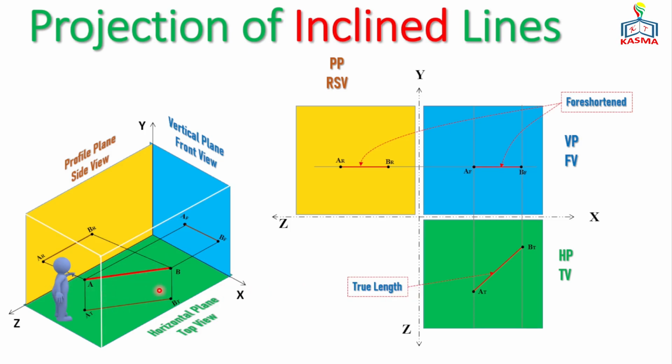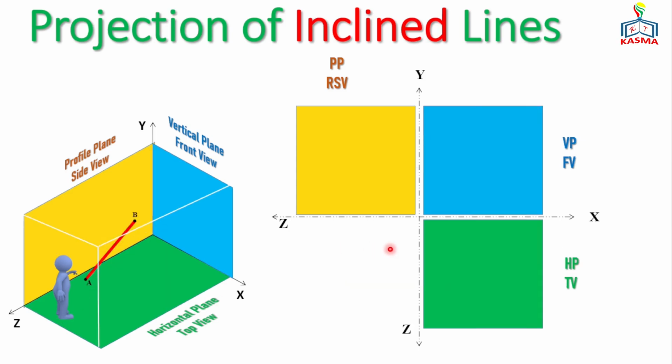So if the line is parallel to one plane, it will have a true length on that plane, but it will have a diminished length on the other planes. This is just for the cases of an inclined plane. The same procedure can happen if the line is just parallel to the profile plane.